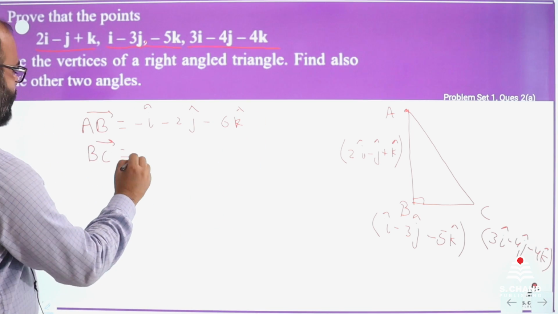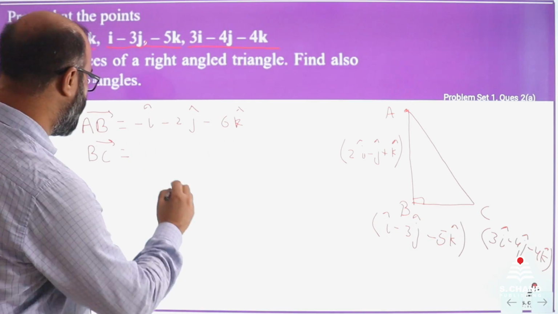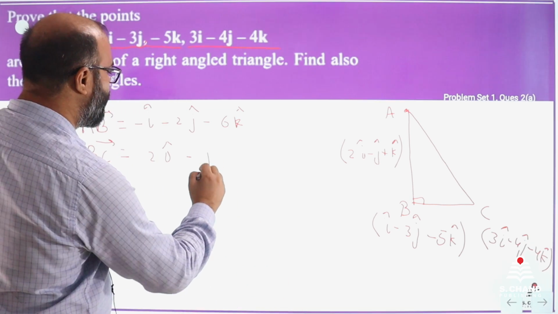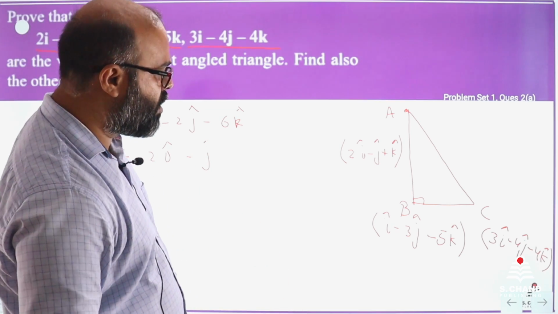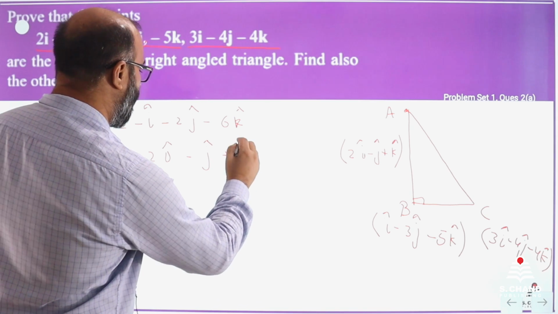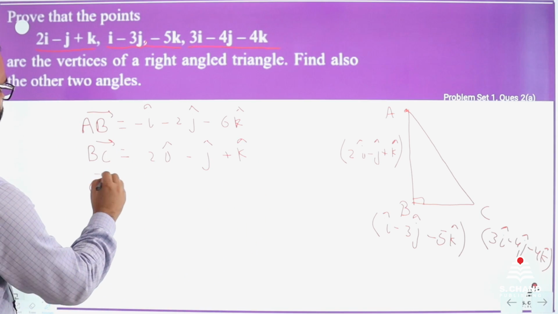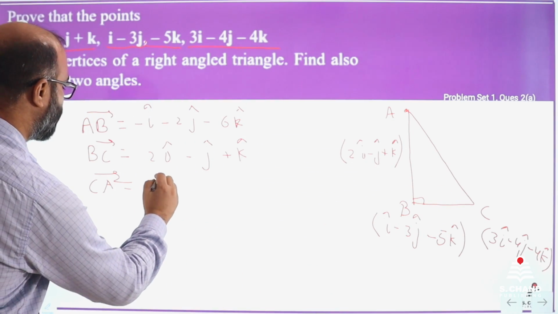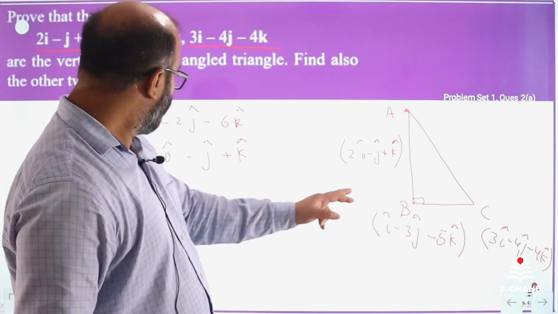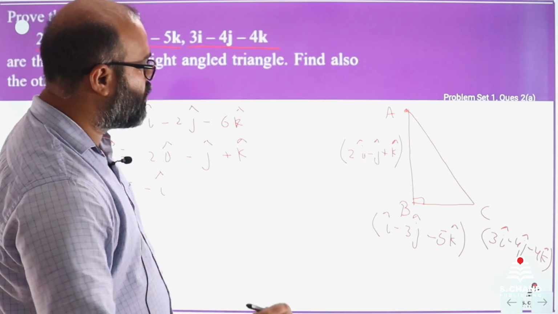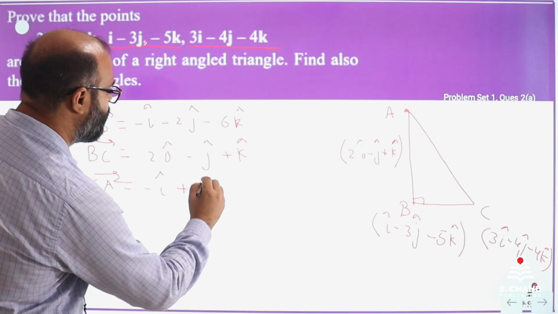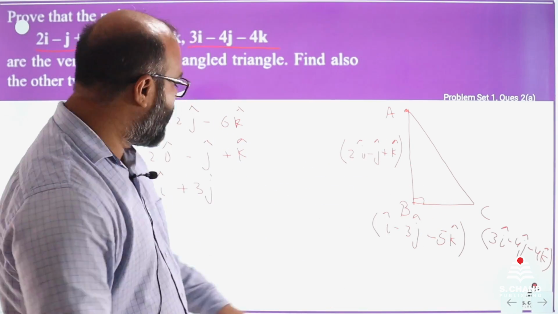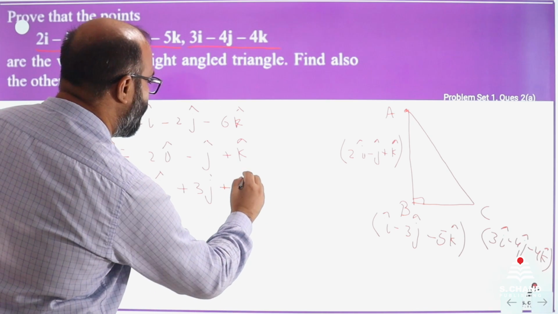BC vector is position vector C minus position vector B. So that will be 2i cap, and then we have minus j cap, and then plus k cap. And then we have the CA vector, so position vector A minus position vector C. So minus i cap, then plus 3j cap, and then plus 5k cap. So this is what we are having.